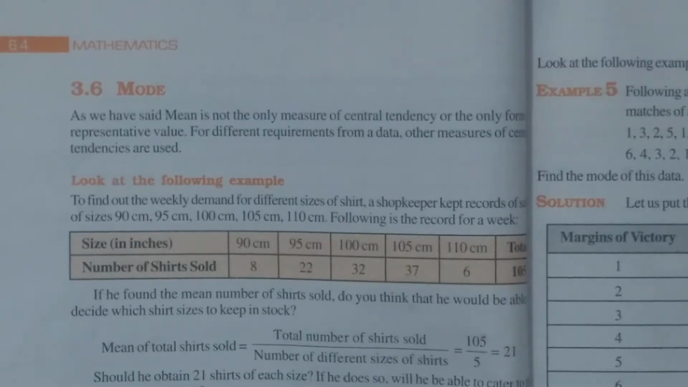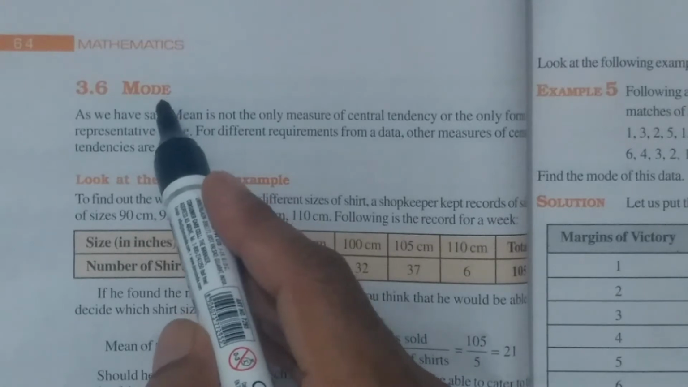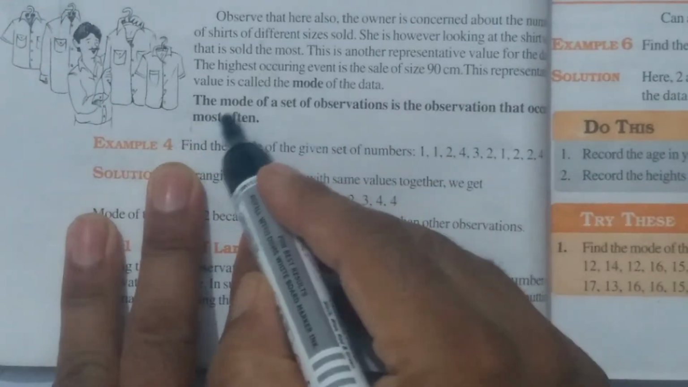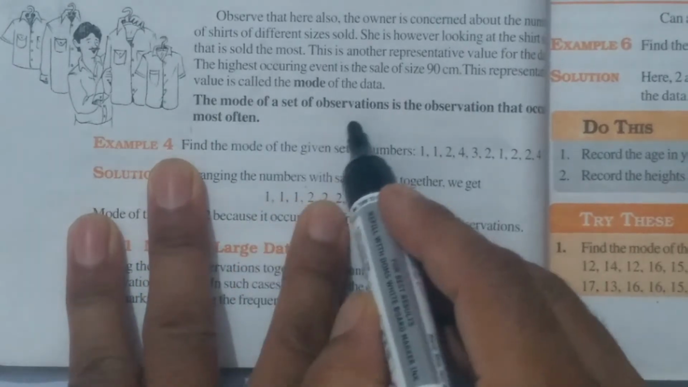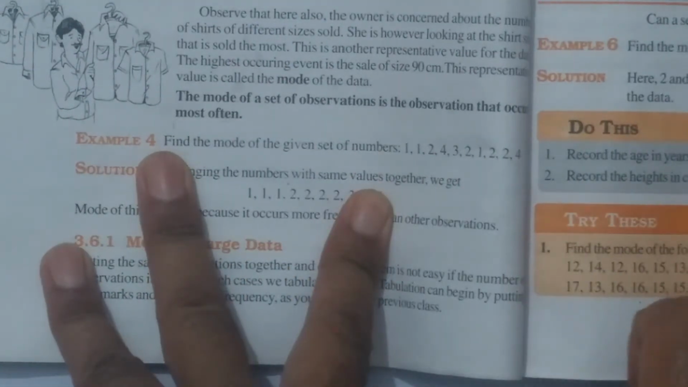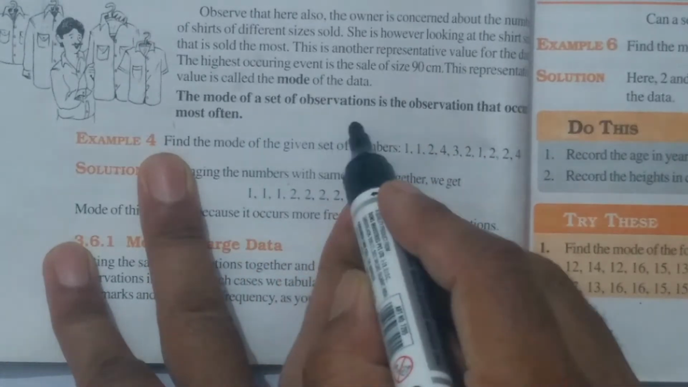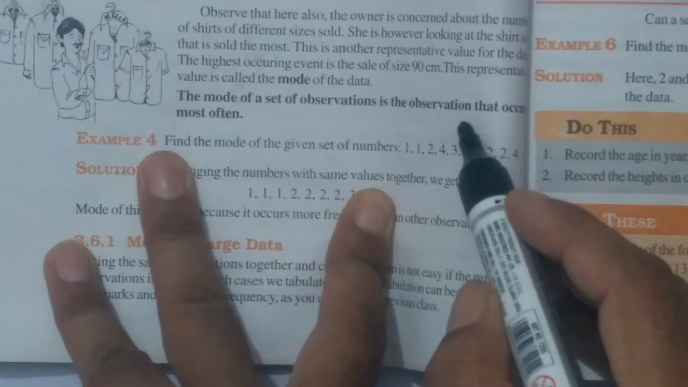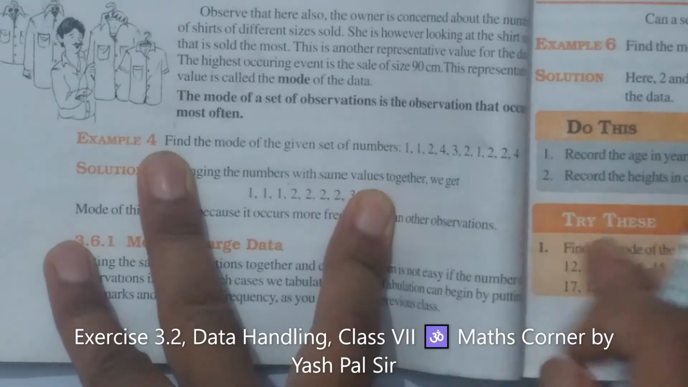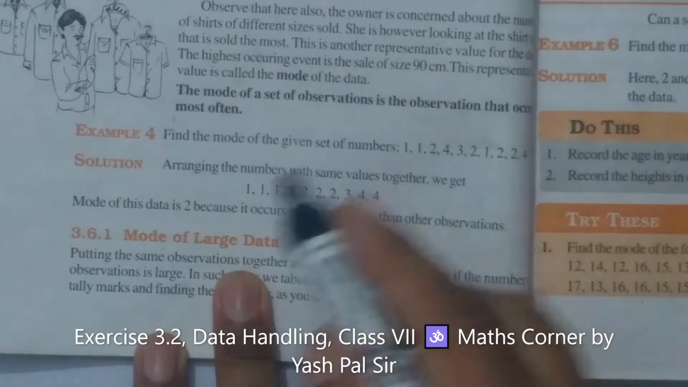First of all, mode. What is the meaning of mode? M-O-D-E. Mode. The mode of a set of observations is the observation that occurs most often. So let us try to understand this with one example.